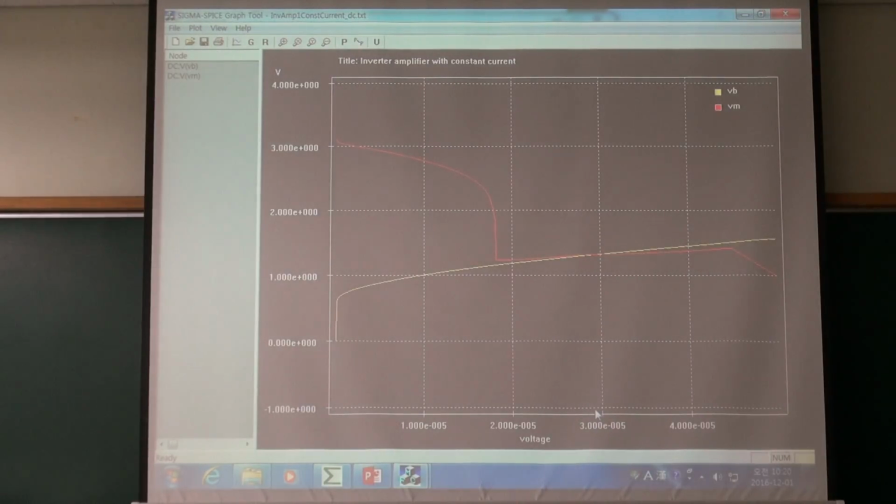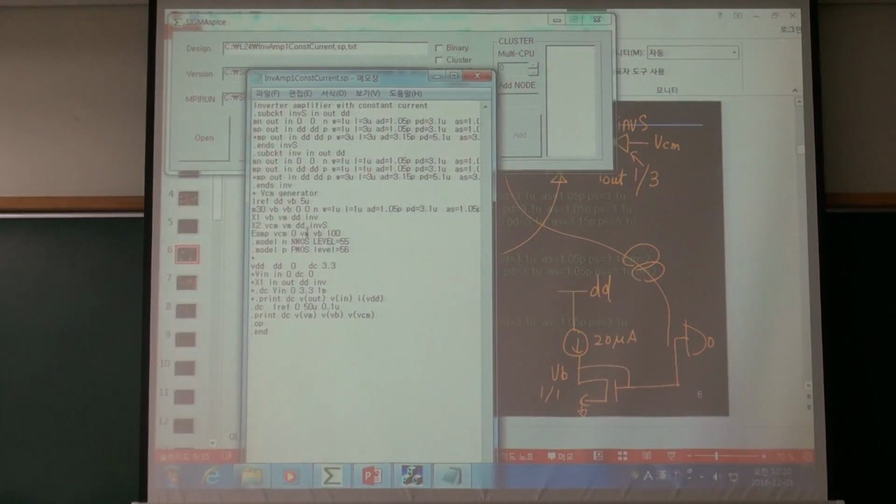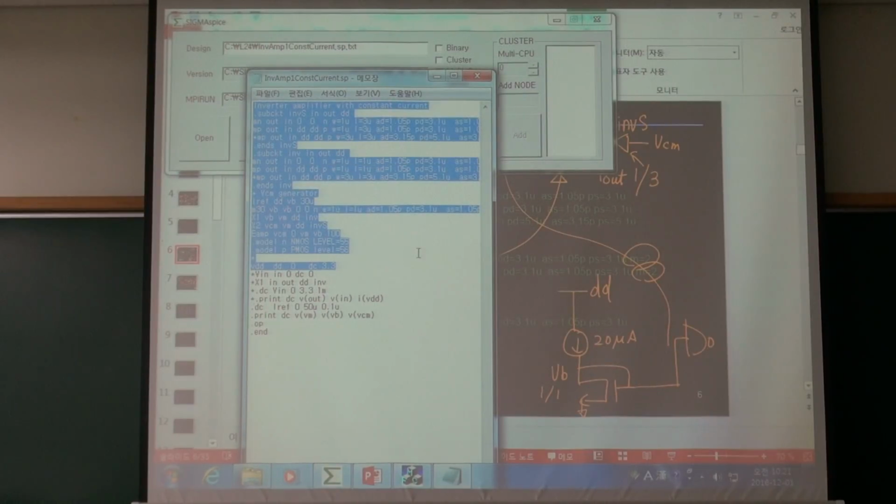Okay, let's try AC analysis for this one. Let's see, how can we do AC analysis? Yeah, 30 microamp looks fine, right? So I will change this current into 30 microamp for DC OP. Do I have OP? Yeah, here. Okay, I copy it.